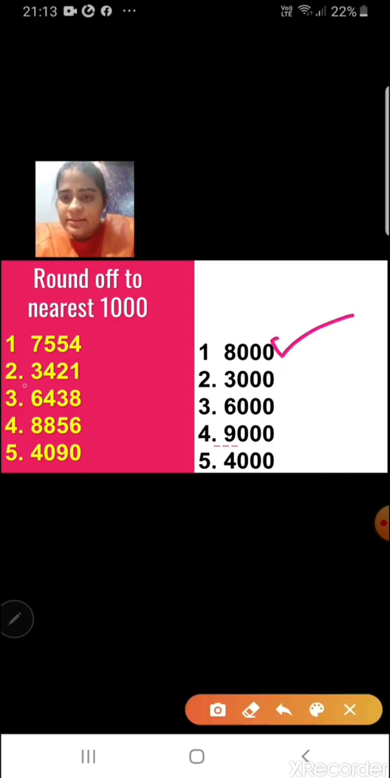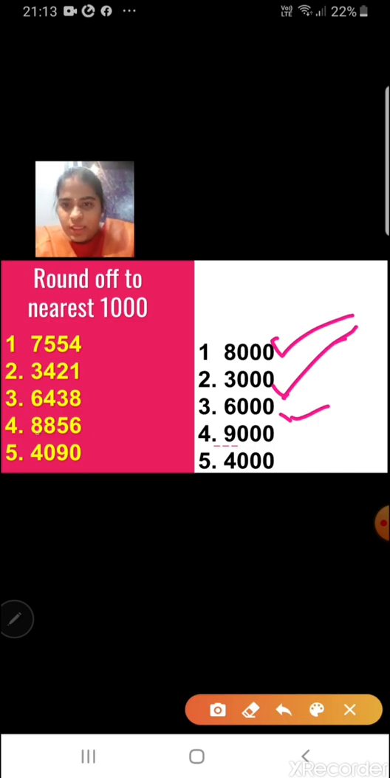Then the next number is 3,421. The answer is 3,000. Question number 3 is 6,438. Now here in the hundreds place we have 4. So number 4 is less than 5. The number in thousands place is not going to change. It is 6,000. Correct. Here we had 3,000.